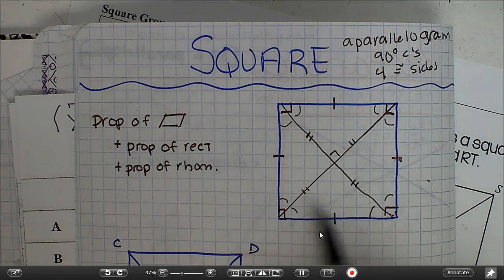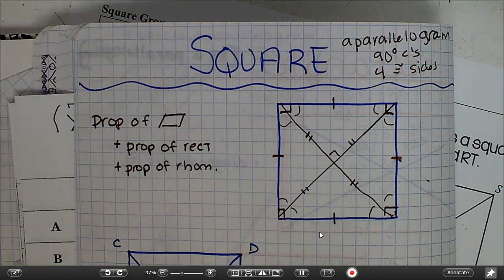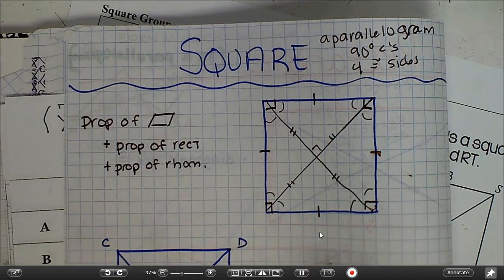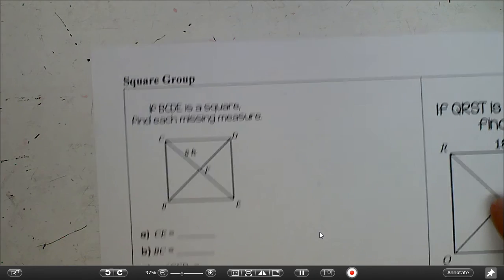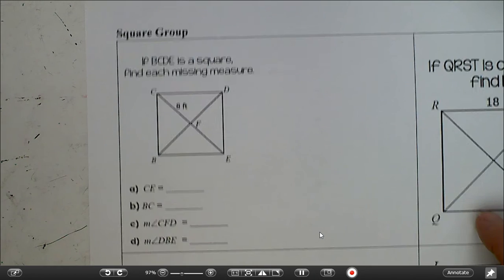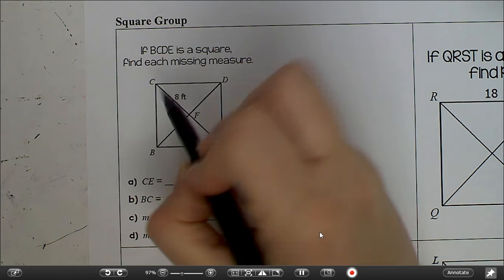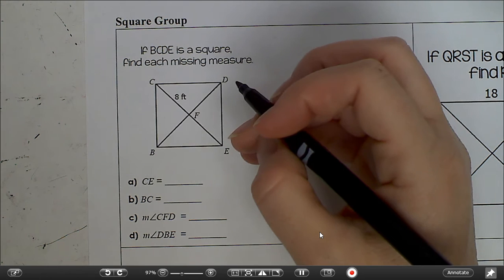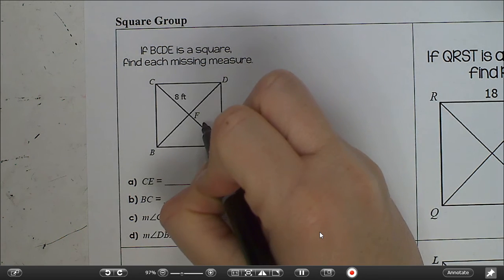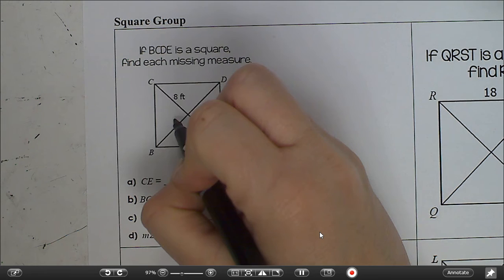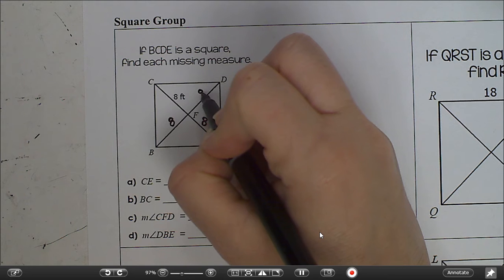Also, you'll see a whole bunch of right triangles in here, so you'll know you'll be using the Pythagorean theorem and trig sometimes. So let's get to the examples. If BCDE is a square, we want to find each missing angle or measure. And check this out. We only actually have one piece of information, just one. We know that this half of a diagonal is 8, but diagonals bisect each other, so the other piece is 8. Diagonals are congruent, so this one also has to be 8 and 8.